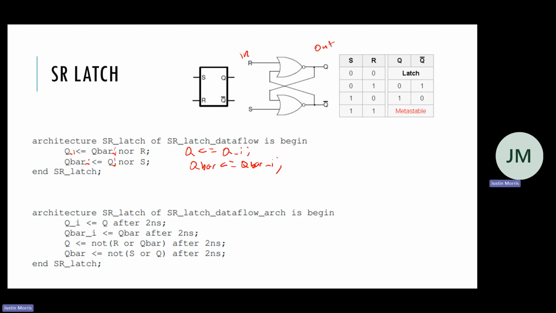But remember, you need to declare signals as internals. You need to declare them, right? So standard logic Q underscore I.